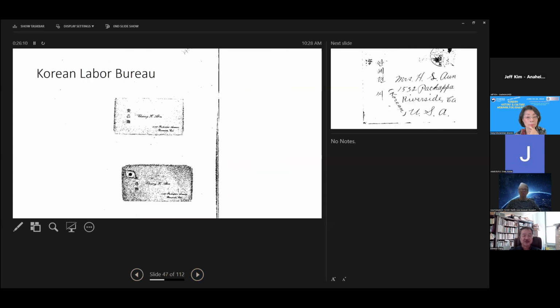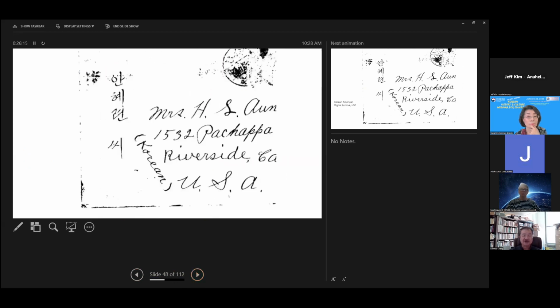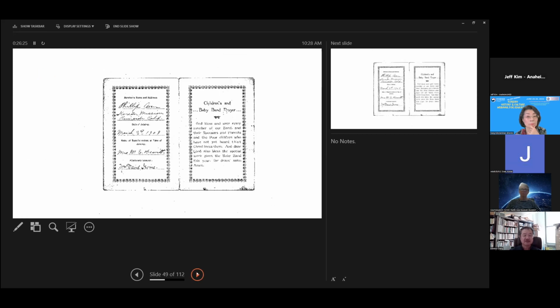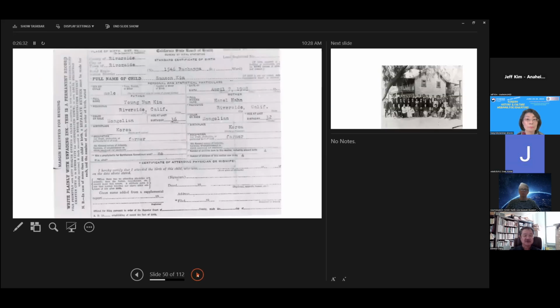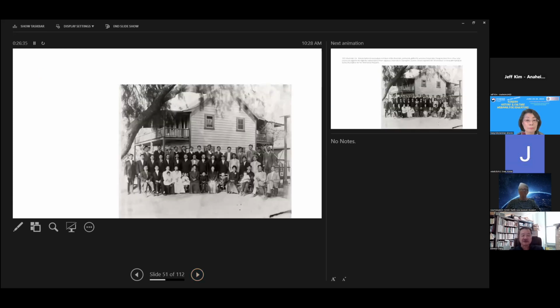And this is the Korean Labor Bureau business card of Ahn Chang-ho. He traveled frequently and wrote to his wife, address 1532 Pachappa Avenue. And this is Philip Ahn's baptism card. And this is the 1911 Korean National Association of North America Convention, which was held in Riverside. The delegates took a photograph along with women and children.